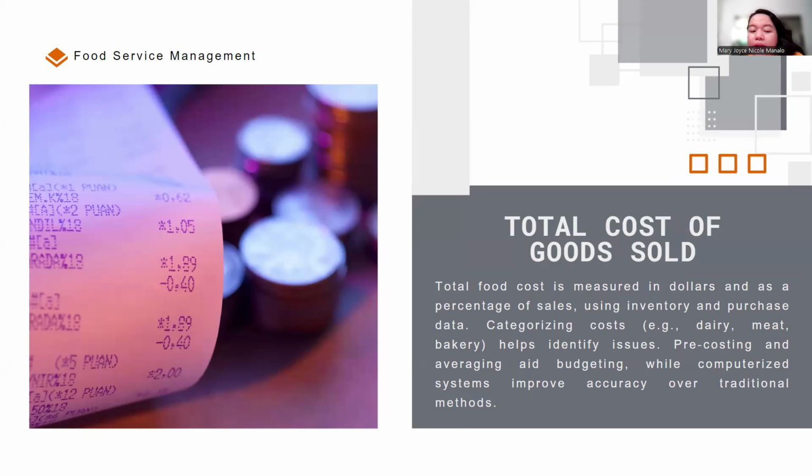A detailed report may categorize food costs such as dairy, meat, and bakery to identify cost issues. Management can also estimate future costs using pre-costing or averaging methods, aiding in budgeting and menu planning. While traditional methods like the spindle method provide quick estimates, computerized systems now enhance accuracy in food cost reporting.